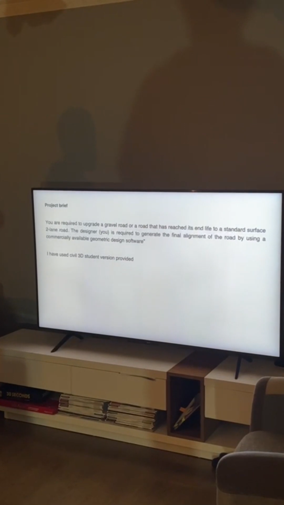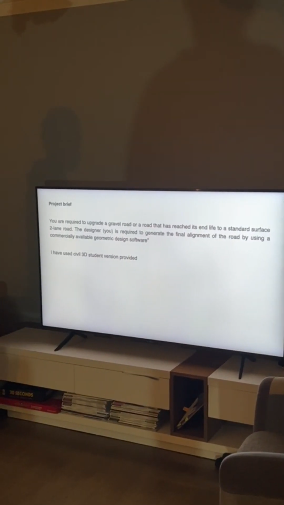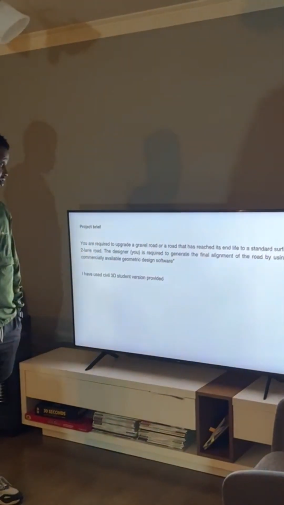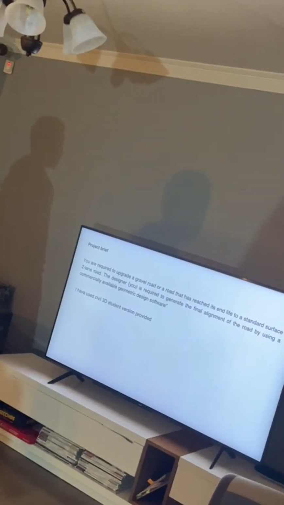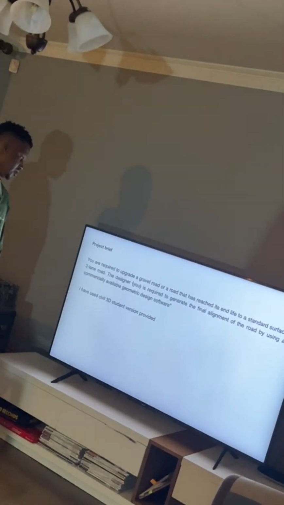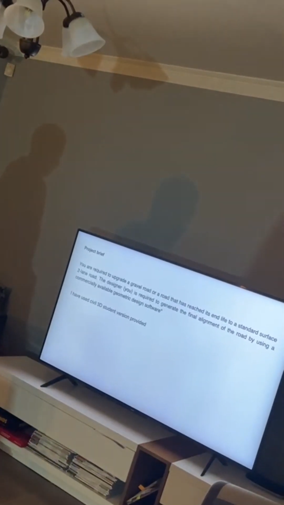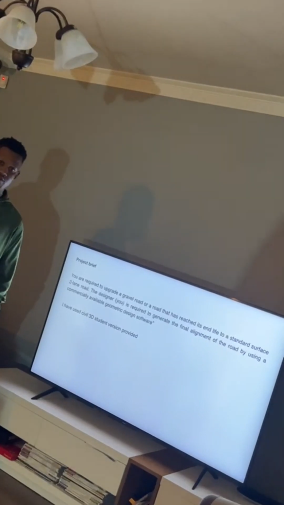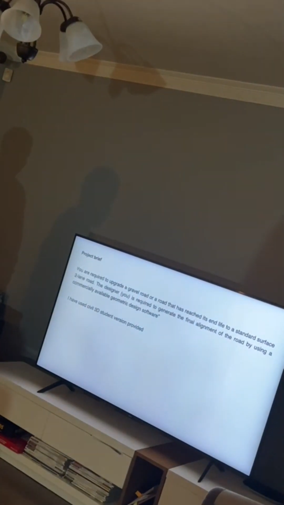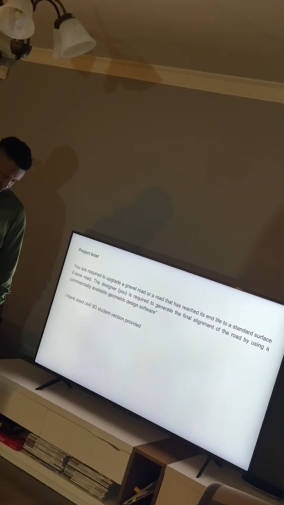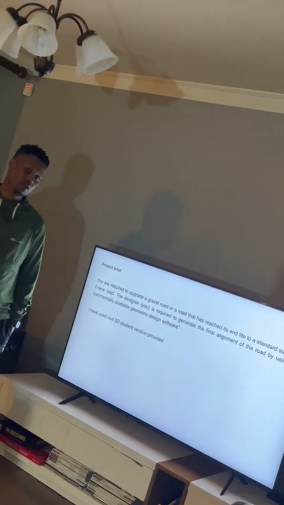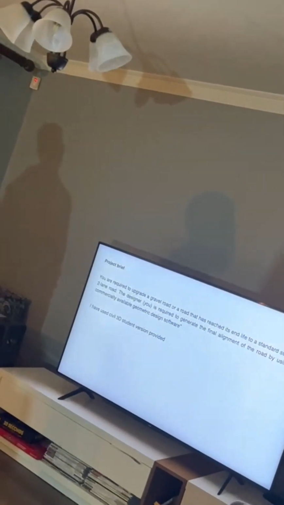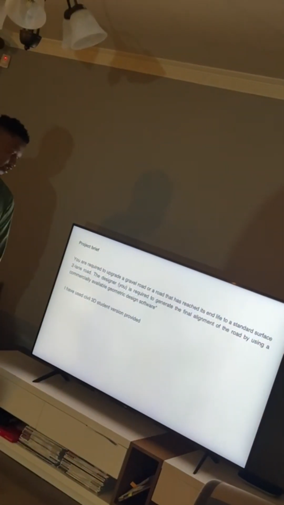As the project brief, we're required to upgrade a gravel road or reconstruct a road that has reached its design life cycle to a standard surfaced 4-lane two-way. The designer, which is myself, had to generate the alignment of the road by using commercially available geometric design software. I've used Civil 3D student version, which was provided. I've also used this software to calculate quantities for both the hydraulic structures, which is for drainage, for the road, and for the earthworks.